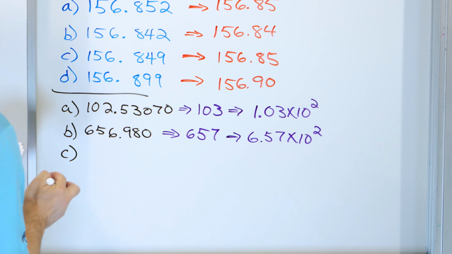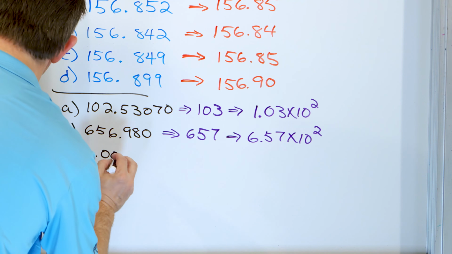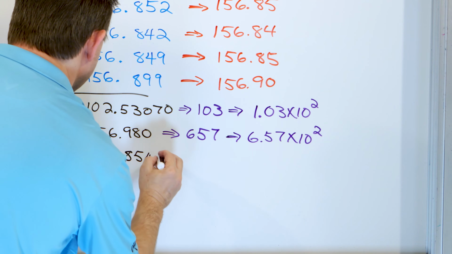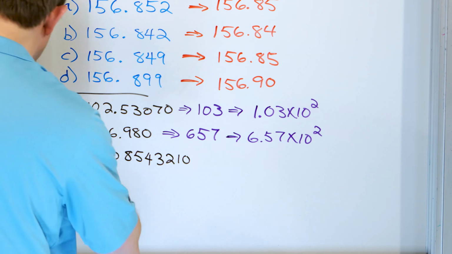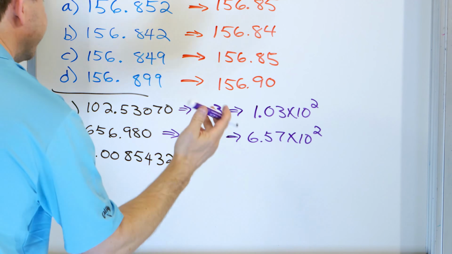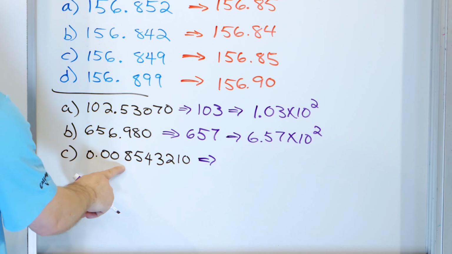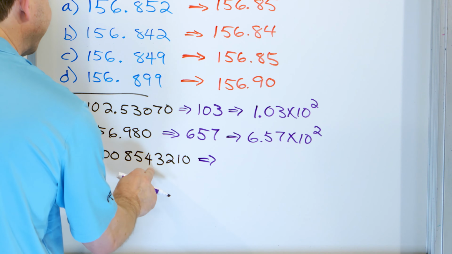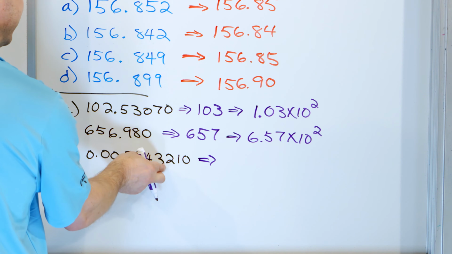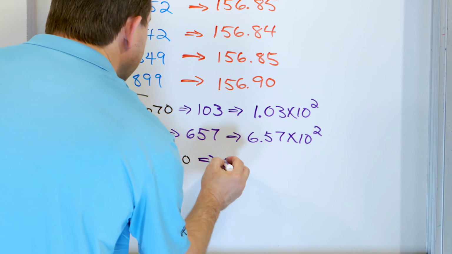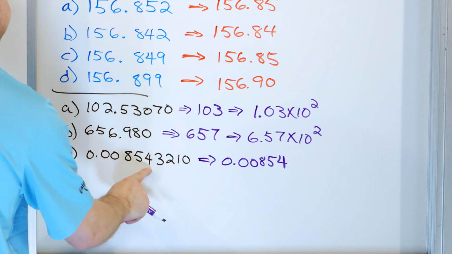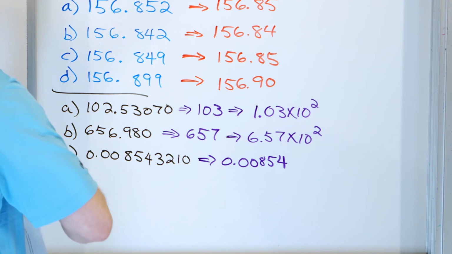Next problem, I only have a couple more. 0.00854 3210. Okay. So what do we have here? 3 significant figures. All of these leading zeros are non-significant. So we start counting here. 1, 2, 3. We have to round this, but the next one is less than 5, so it stays 854. 0.00854. Basically, it becomes unchanged because we're rounding down, essentially.